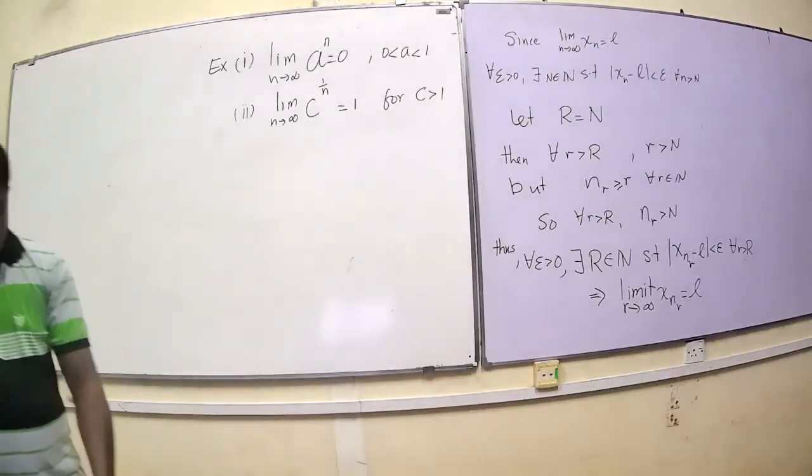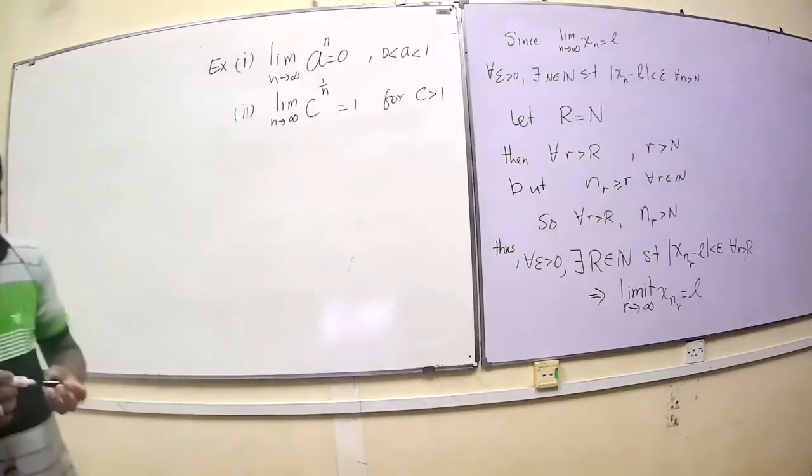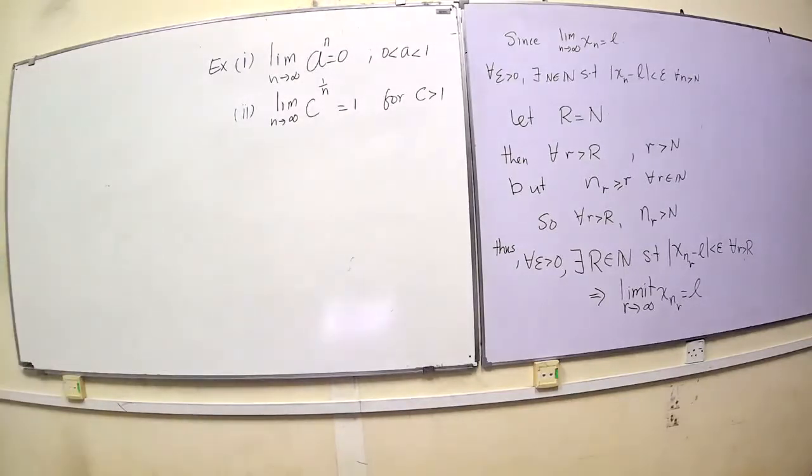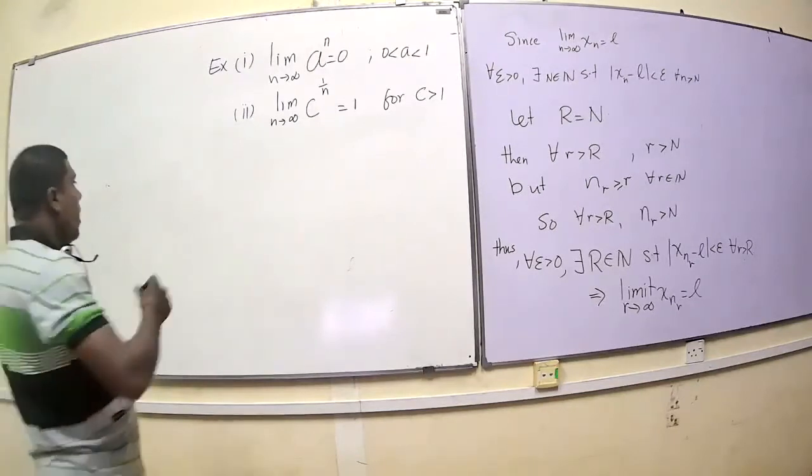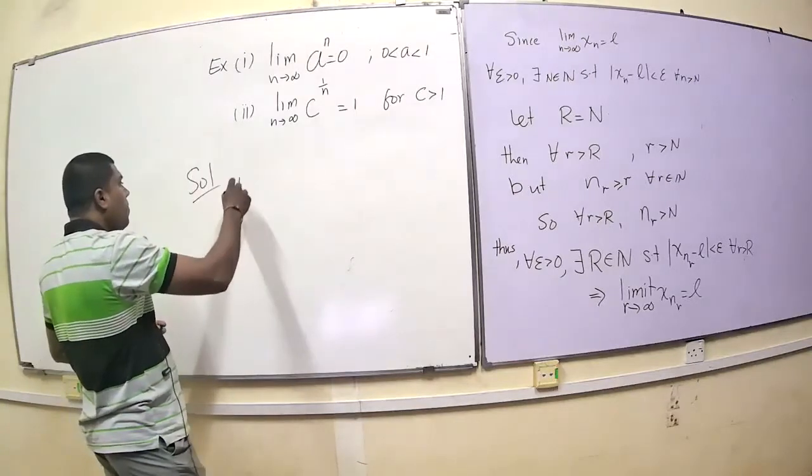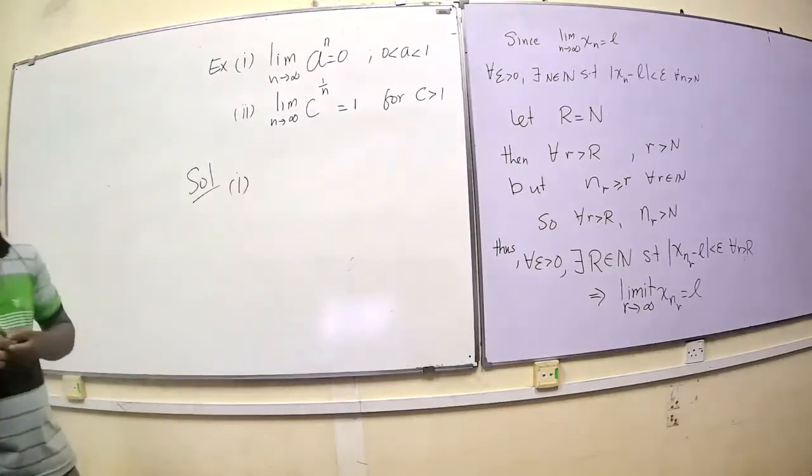So we have two results. The sequence a to the power n will converge to 0 if the value a is between 0 and 1. And the second one: for a number c larger than 1, c to the power 1 upon n converges to 1. We shall do both results. First I will do the first one, and depending on time, we can leave the second one as homework.